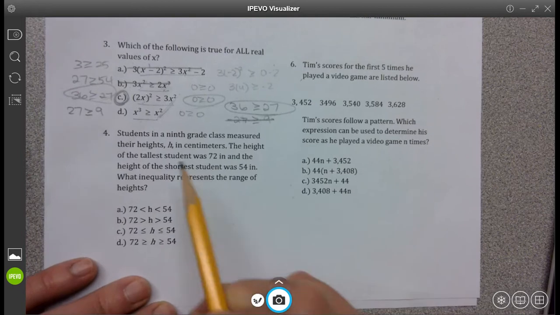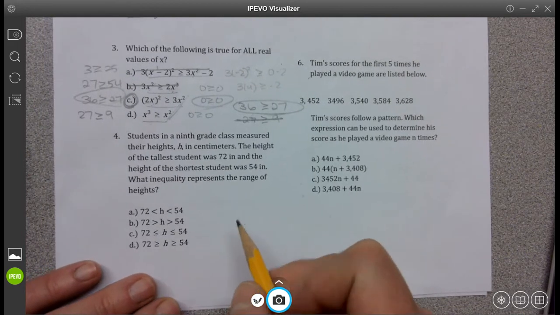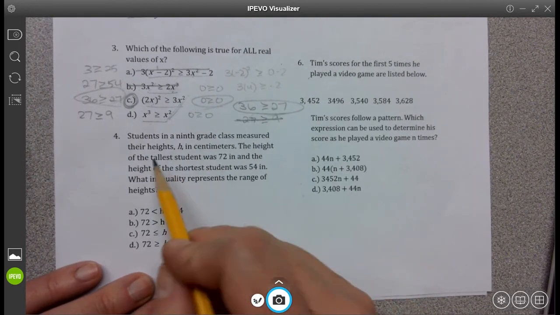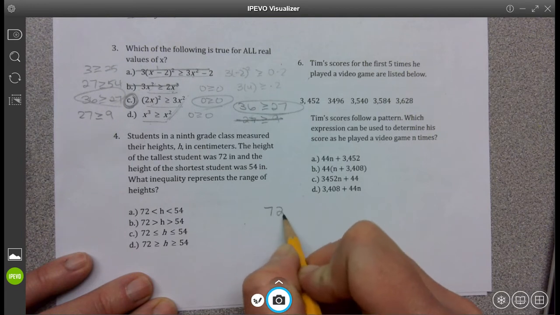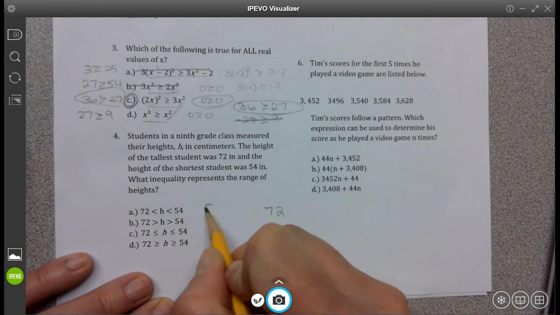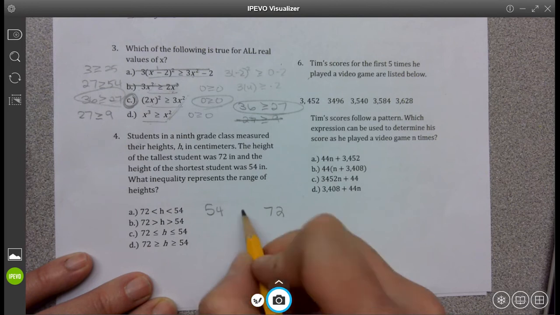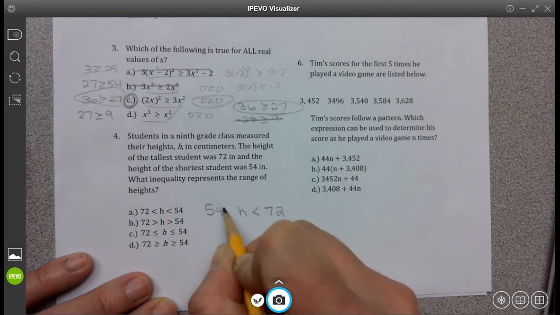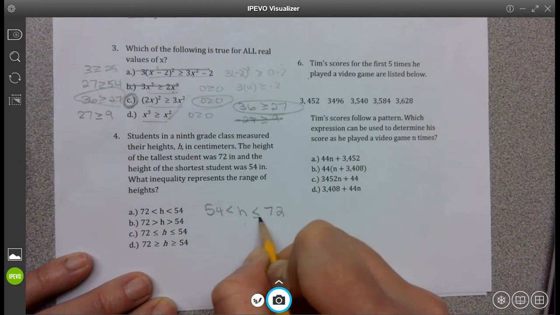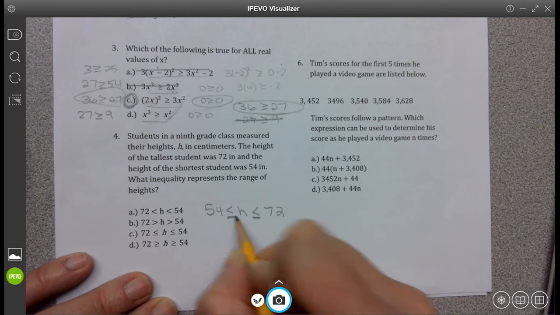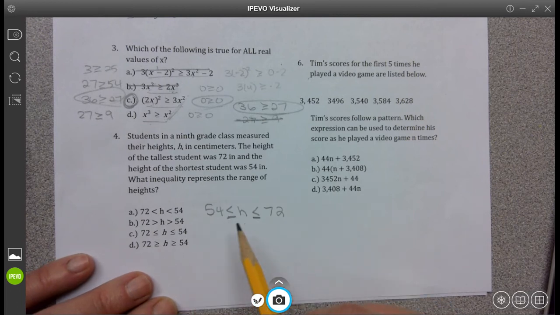Okay, number 4, it says students in a 9th grade class measured their heights, h in centimeters. The height of the tallest student was 72. The height of the shortest student was 54. What inequality represents the range of heights? Well, your height would be in between these, but if the tallest student was 72, maybe you're that student. Or maybe you're the shortest student, so you can also be equal to.